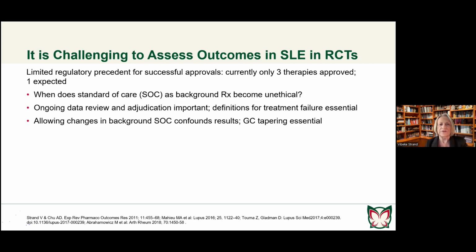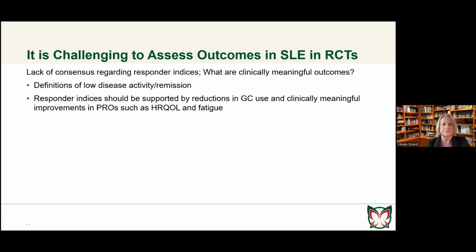Allowing changes in background standard of care does confound results, and yet we know that tapering of glucocorticoids is essential and now becoming part of the primary outcome measurement in several trials. There's a lack of consensus regarding the responder indices, and they're not necessarily considered clinically meaningful. Definitions of low disease activity, such as the LLDAS and DORIS remission, are more clinically meaningful, but they haven't been used as regulatory outcomes except in the secondary outcome list.